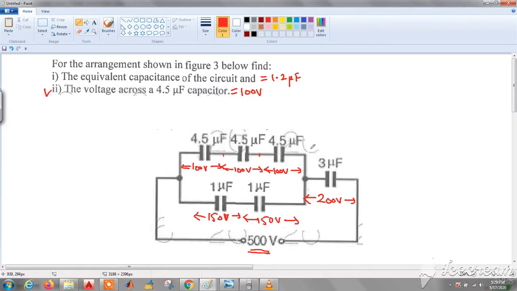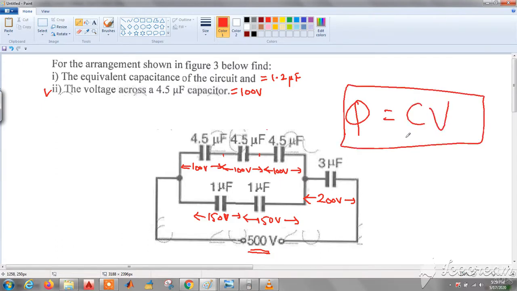You just have to remember a simple formula, that is Q is equal to CV, which we have also studied in physics. Okay, thank you.